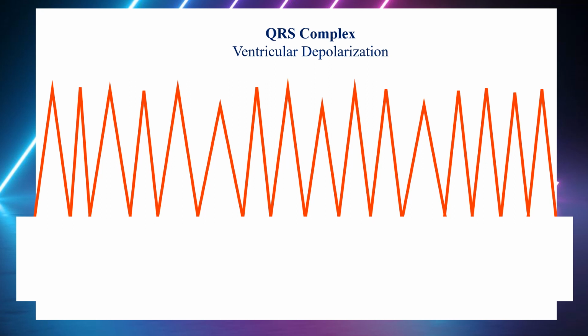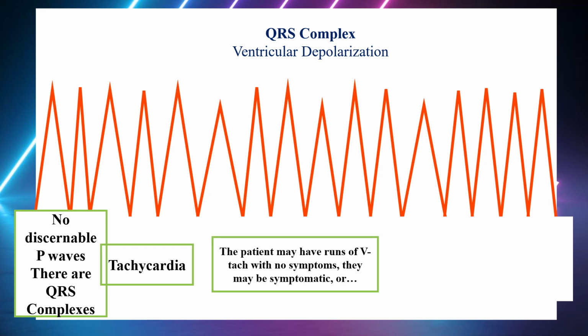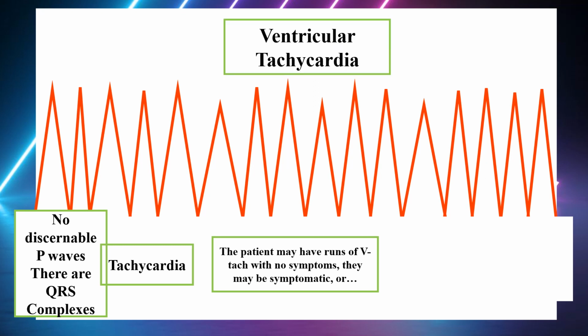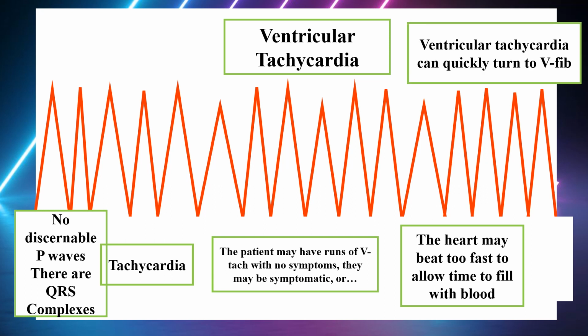We notice on this strip we have QRS complexes. There are no discernible P waves. Remember, that's the atria. But there are QRS complexes. This is a fast heart rate, so we have tachycardia. The patient may have runs of v-tach with no symptoms. They may be symptomatic, or the heart could be so fast that it doesn't have time to fill with blood. Ventricular tachycardia can quickly turn to v-fib.